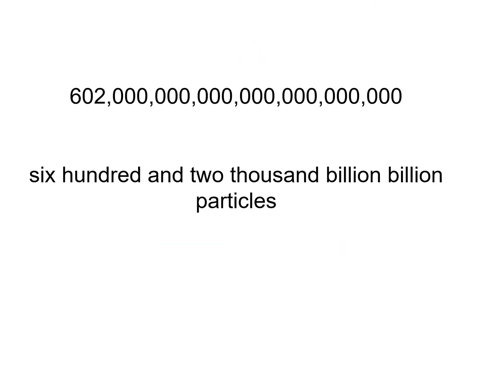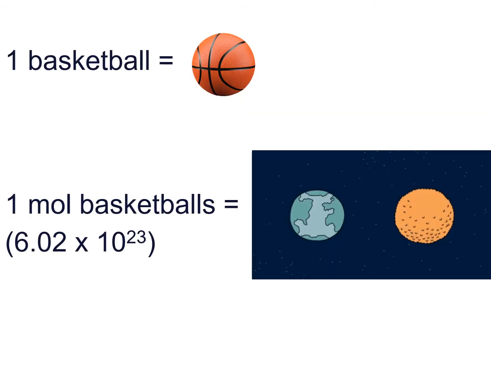The mole is a very large number, and this is because it is used to measure or quantify something that is very small, such as atoms. Let's look at an example to help you imagine what 1 mole of something might look like. If you have 1 basketball, then you have 1 basketball. If you have a mole of basketballs, you have 6.02 times 10 to the 23 basketballs. That would make a pile of basketballs roughly the same volume as the Earth.